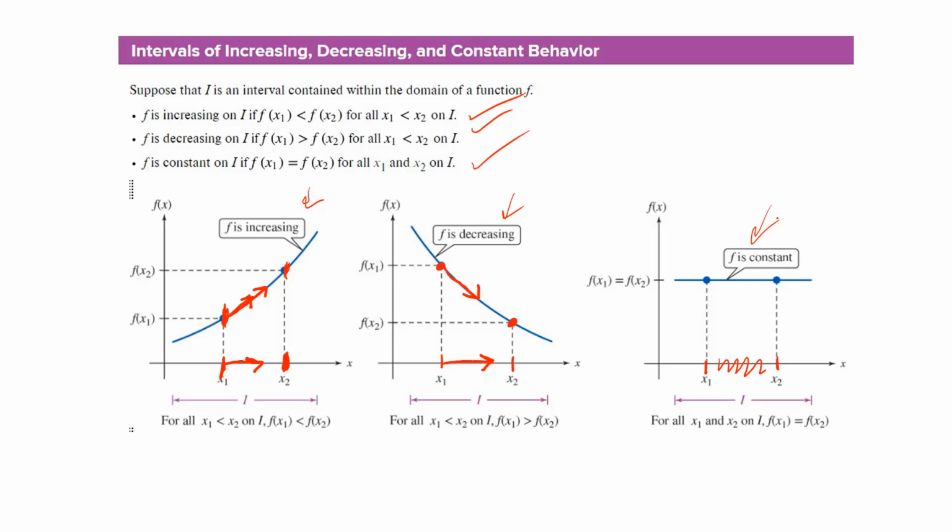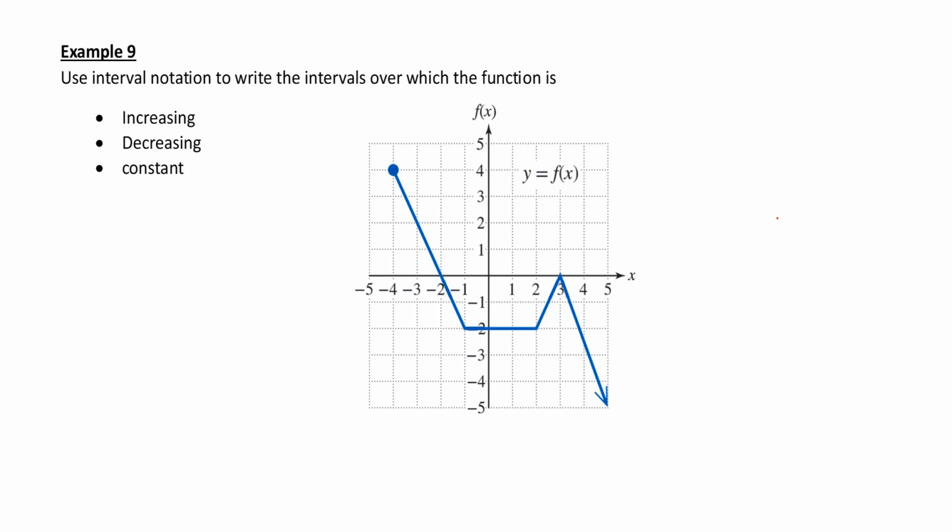Now, functions do all kinds of different things. Some go up and down and all around. So you have to choose an interval to talk about what the function is doing, because you can't always say it's doing this all the time. You can say it's doing this between x sub 1 and x sub 2. So we want to talk about functions and their behavior. Let's use interval notation to write the intervals over which this function is increasing, decreasing, and constant.